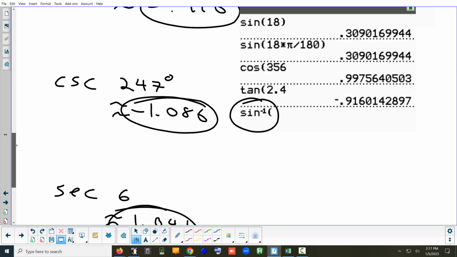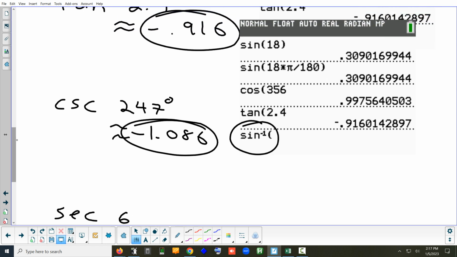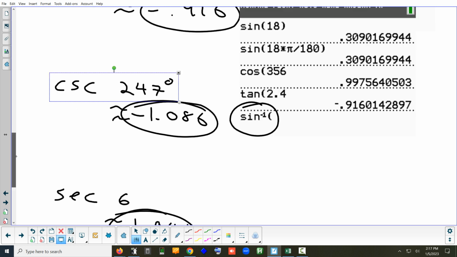Okay, and these are all problems that you wouldn't be able to get the coordinate for. 247 is not a multiple of 30 or 45. So you're not figuring out coordinates for that.